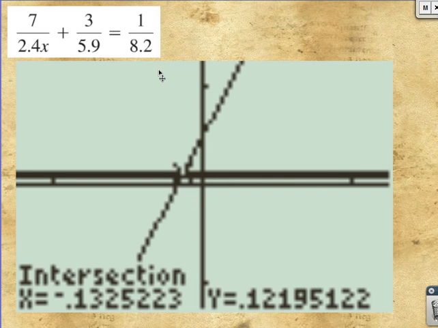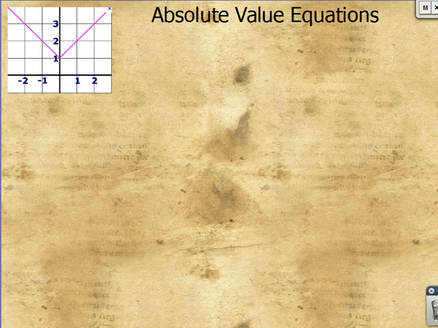That's fine. But again, what I would do is type in the left side, type in the right side. Notice the right side is just a number. It's about 1/8. That's the reason you have this horizontal line here. The left side is an odd looking equation. Here's your solution. You get an intersection at negative 0.1325223. You've got it solved. That's what you're looking for. Just use that intersect function.